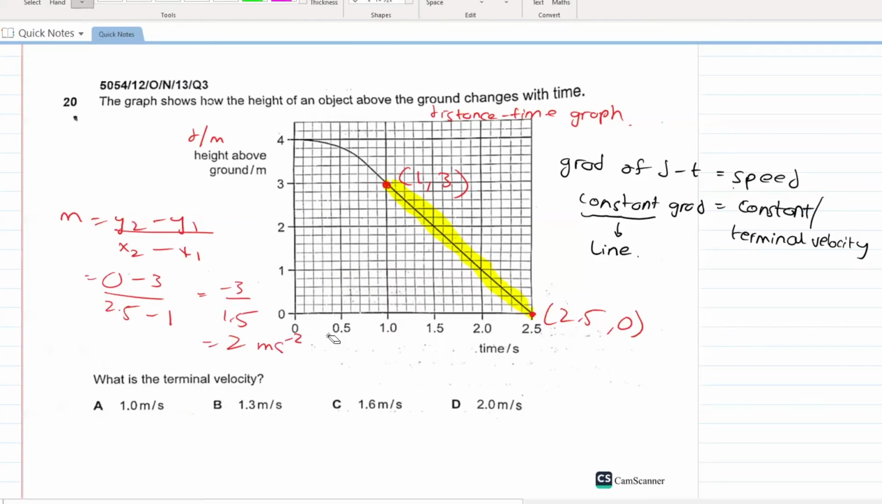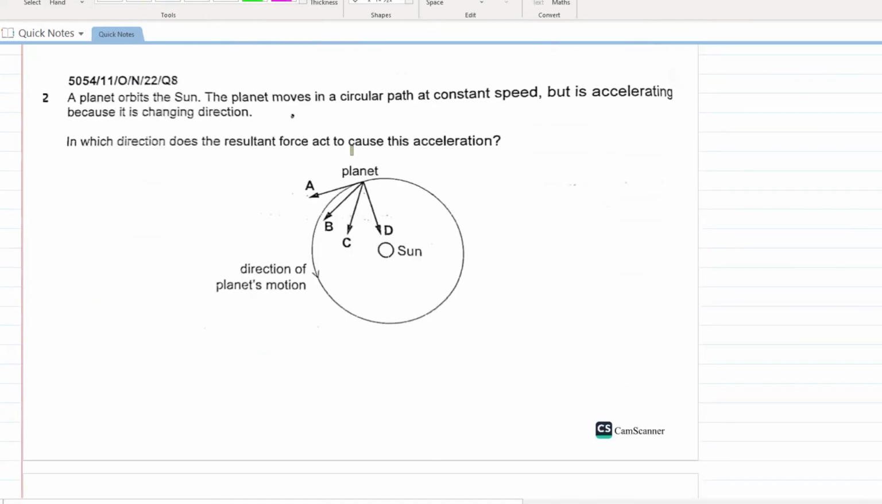So your terminal velocity comes out to be what? It comes out to be 2 m/s. Is there any option like that? D is your answer.